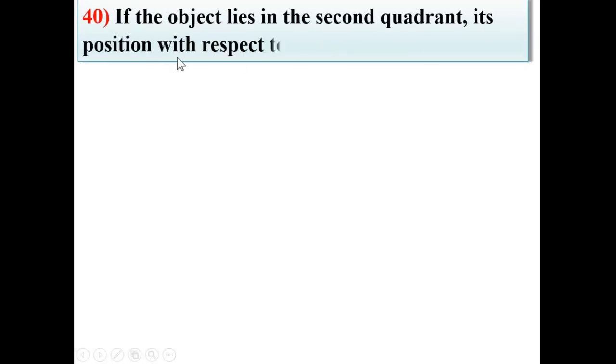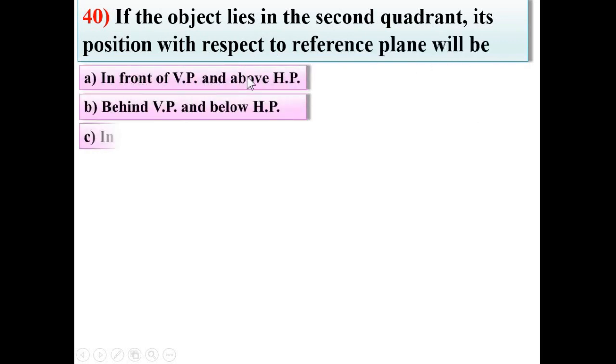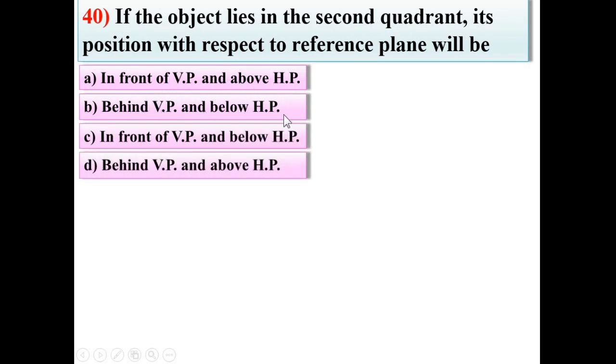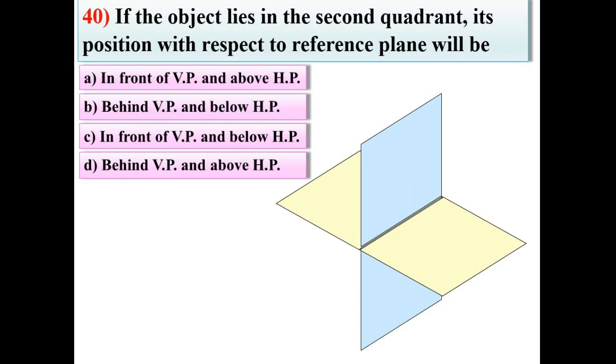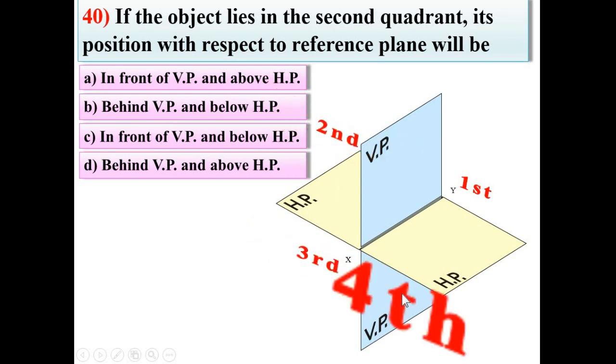Now next, if the object lies in the second quadrant, its position with respect to the reference planes will be: in front of VP and above HP, behind VP and below HP, in front of VP and below HP, behind VP and above HP. So let's consider the image. And you know that this is the horizontal plane and this one is the vertical plane. So this is the intersection XY line, and this one is the first quadrant, this one is the second quadrant, third quadrant and fourth quadrant.